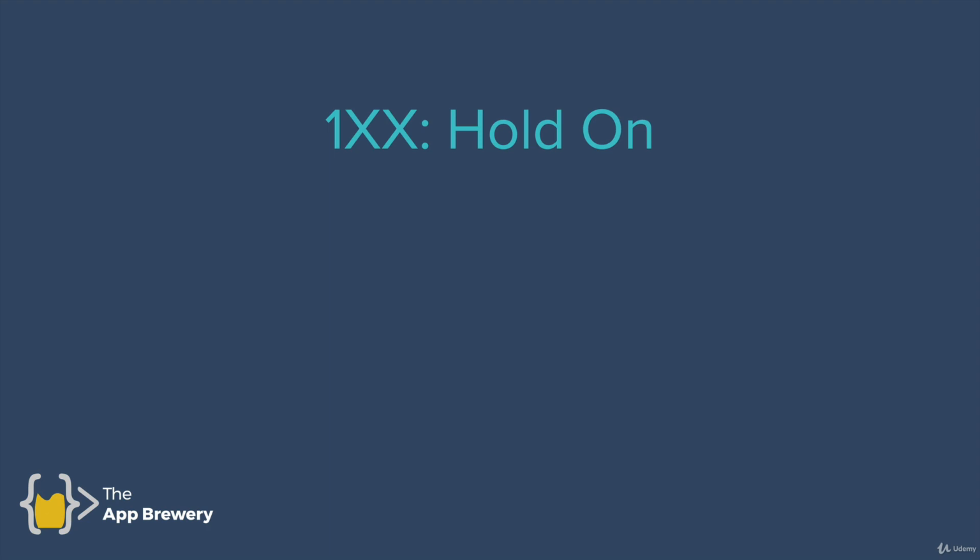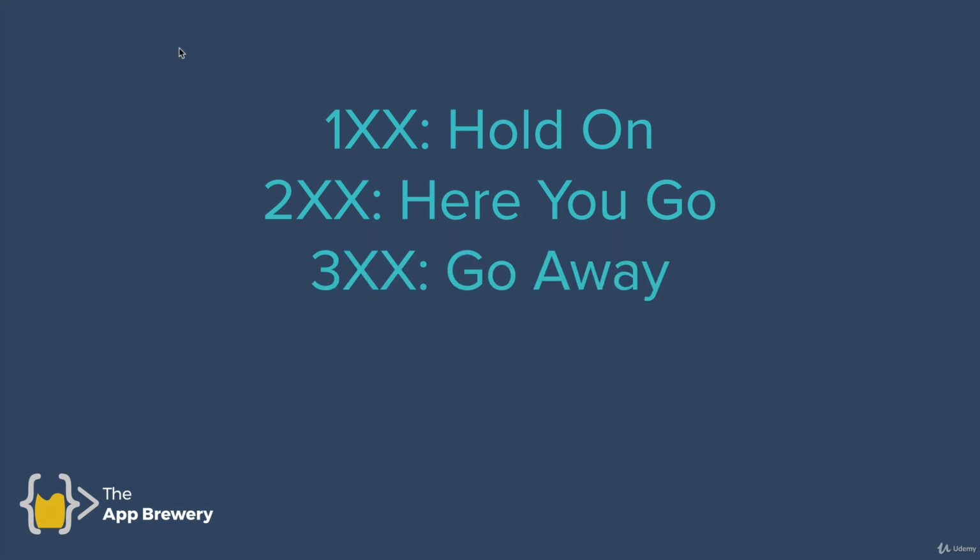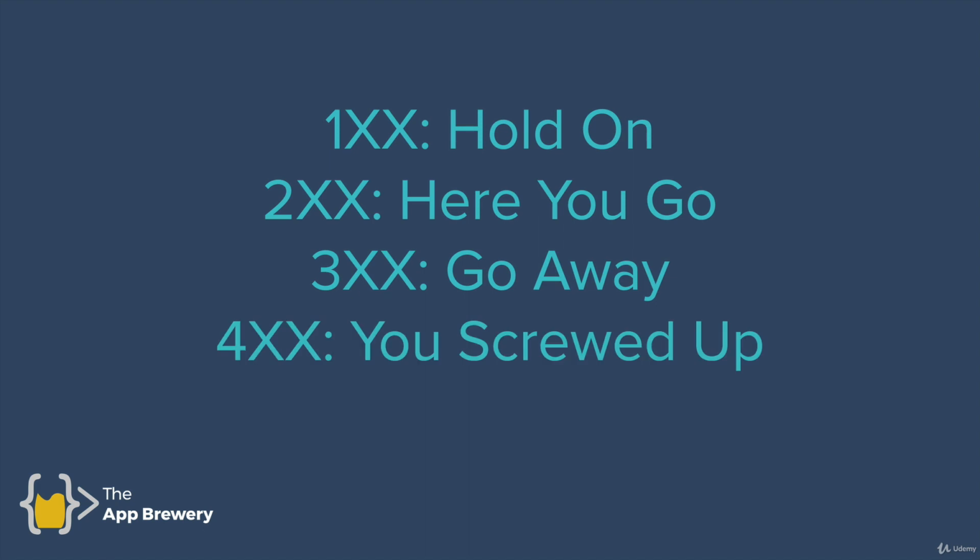If it is 100 something, then it's telling you, hold on, something's happening, this is not final. If it's 200 something, then it's saying, here you go, everything was successful, you should be getting the data you expected. If it's 300 something, then it usually means you don't actually have permission to get this thing, so go away. 400 something, it means you screwed up.